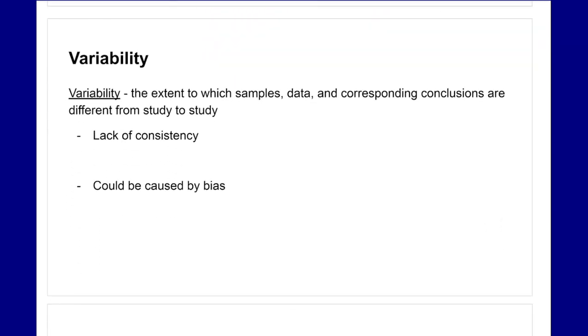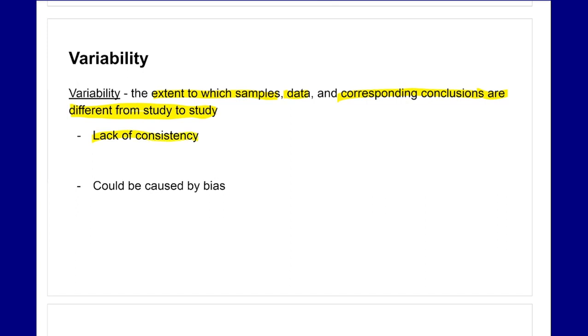When we look at the data, we talked a little bit about when we're gathering, especially secondary data, that we want to make sure it's a trusted source. We want to make sure there are certain things about that data. Variability is one of those things that we might want to look at. Variability is the extent to which samples, data, and the corresponding conclusions are different from study to study. So if there's a lot of variability, that means there's a lack of consistency. It's not the same from study to study.